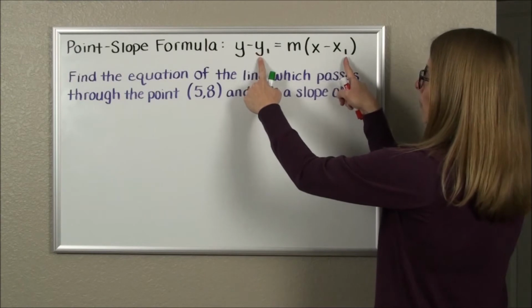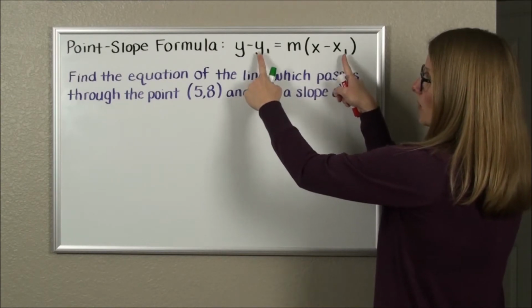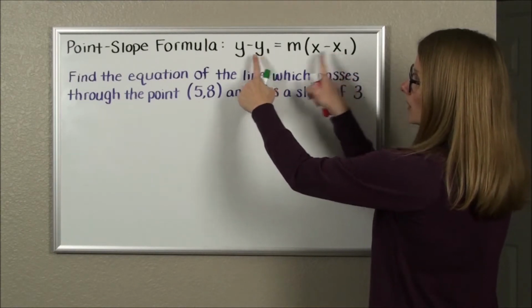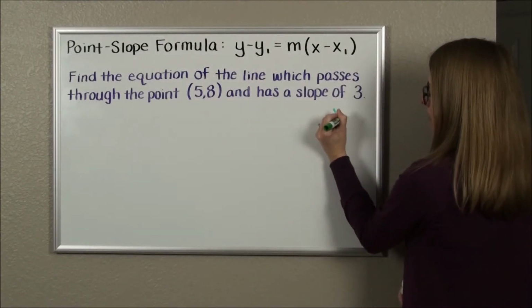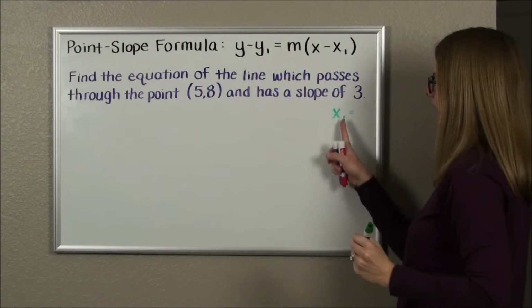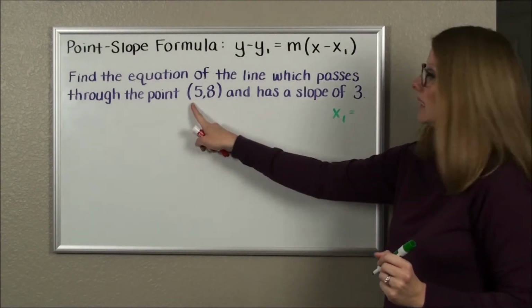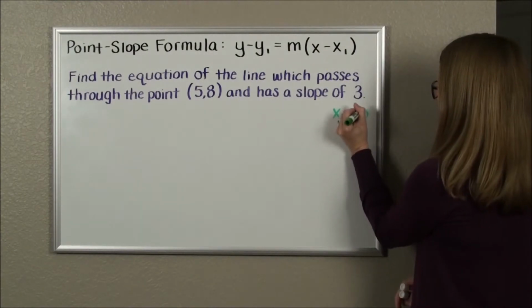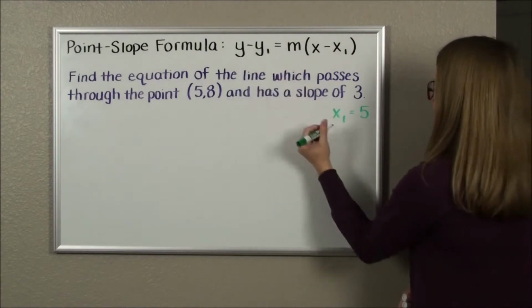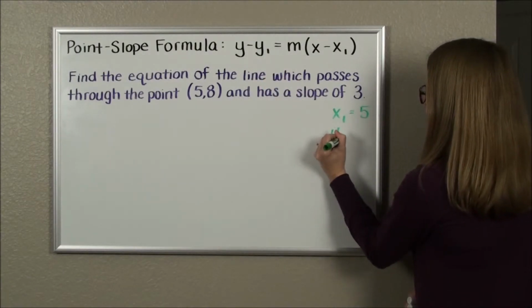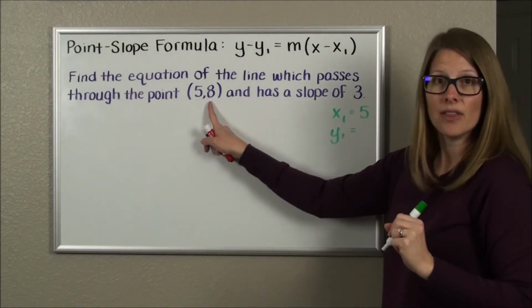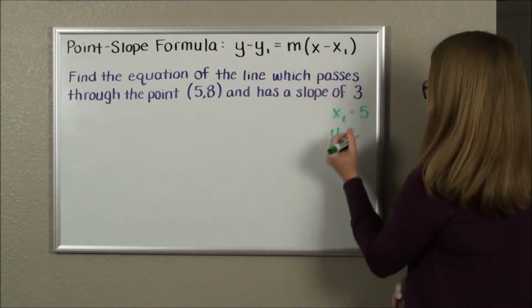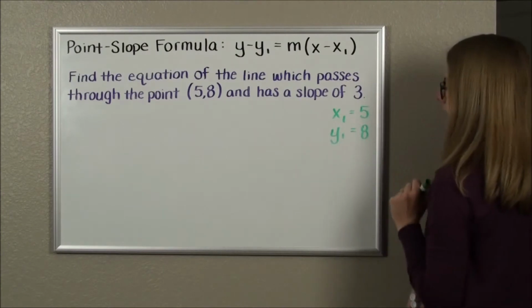But where I see the x and y with the subscript, those are going to be the coordinates of the point I've been given. So when I see x sub 1 in my formula, that's the x coordinate of the point I've been given, which in this case is 5. And where I see the symbol y sub 1, that subscript is telling me it's from the other coordinate of the point I have, which in this case, the y coordinate, is 8.